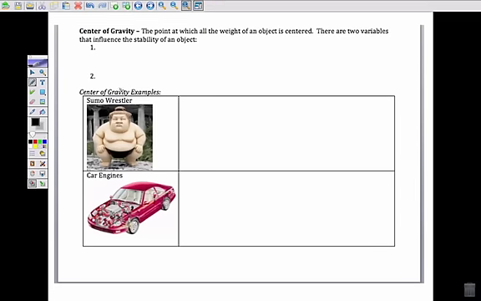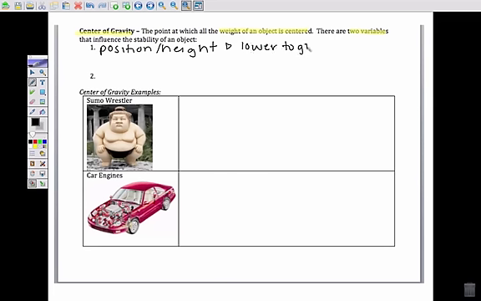The next thing we're going to talk about is center of gravity. And center of gravity is the point at which all the weight of an object is centered. And there are 2 variables that influence the stability of an object. The first is the position or height of the center of gravity. Now in men, the center of gravity is in their chest area, and for women, it's in our hips. It turns out the lower to the ground that your center of gravity is, the more stable you are. So technically, women should be less klutzy than men, and we all know I put that to shame.